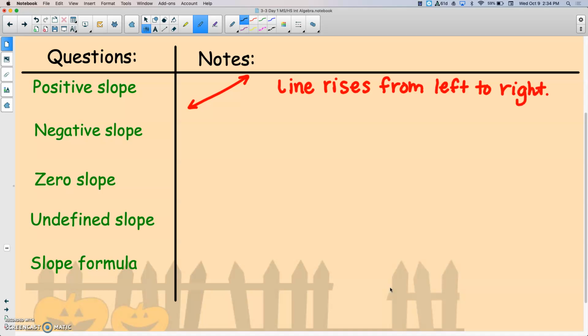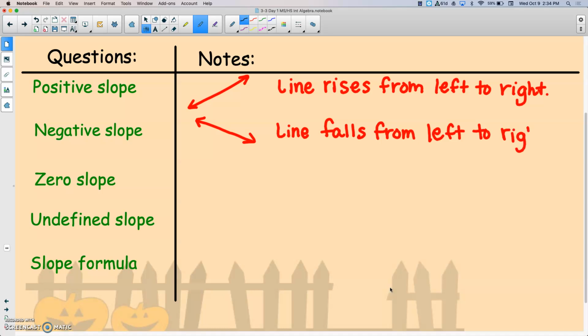The next slope is a negative slope. That's a line that goes down from left to right. Or I could say the line falls from left to right. You read the slope just like you read a word. So reading a word, you start with the left and move to the right. Same thing for the slope of a line.